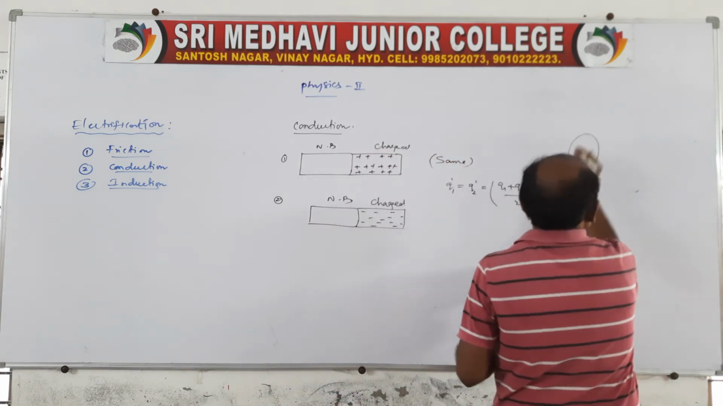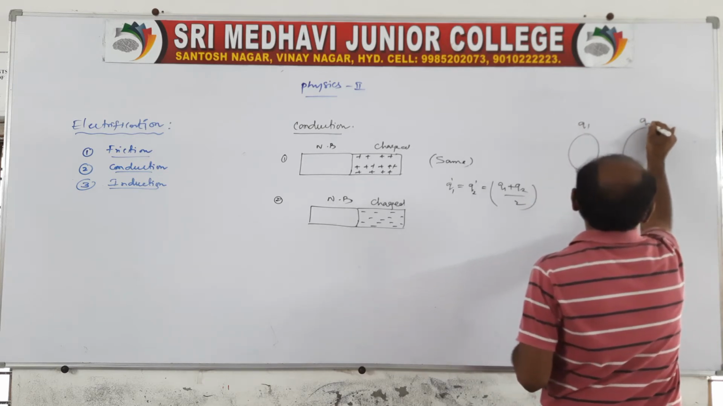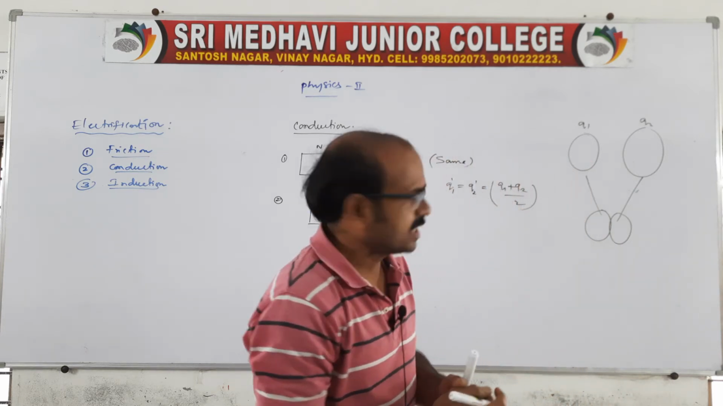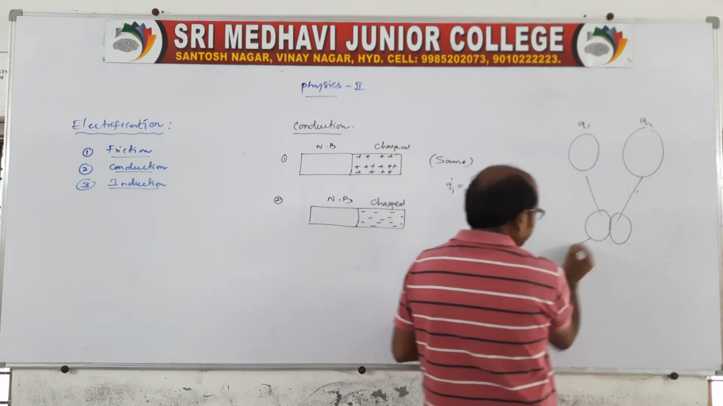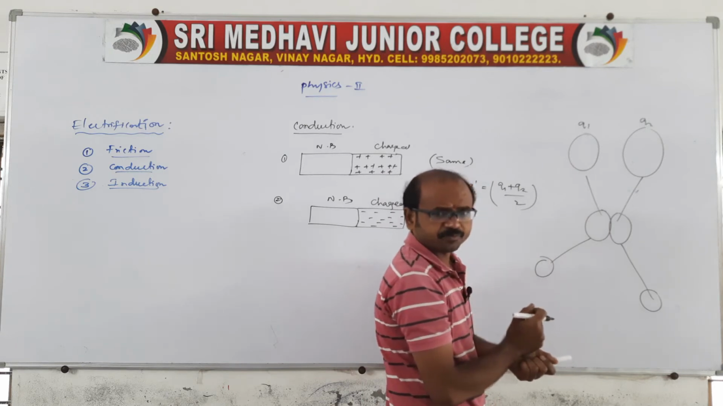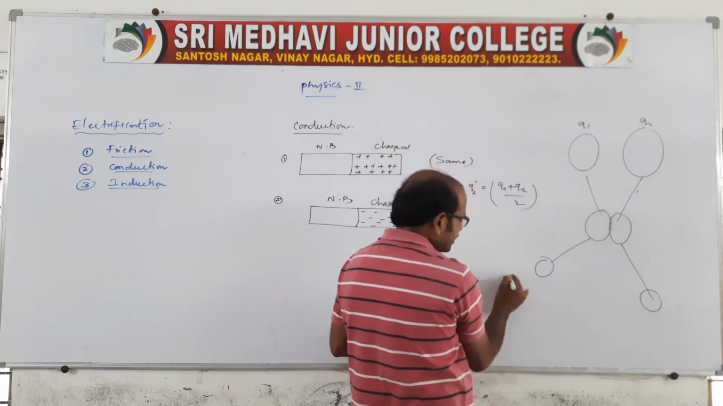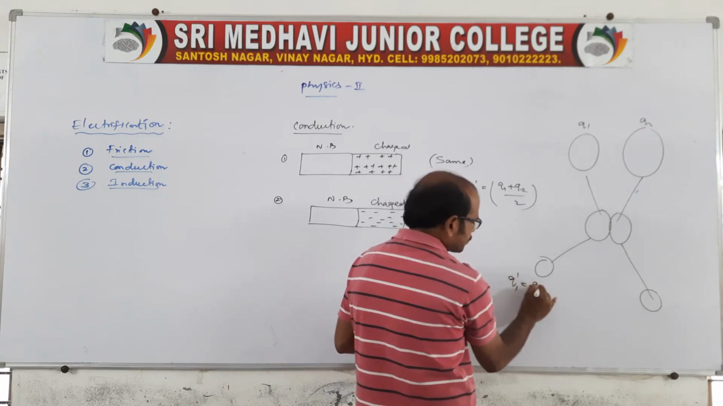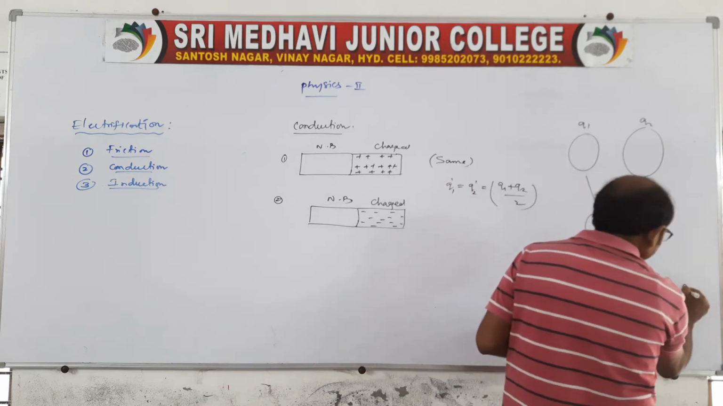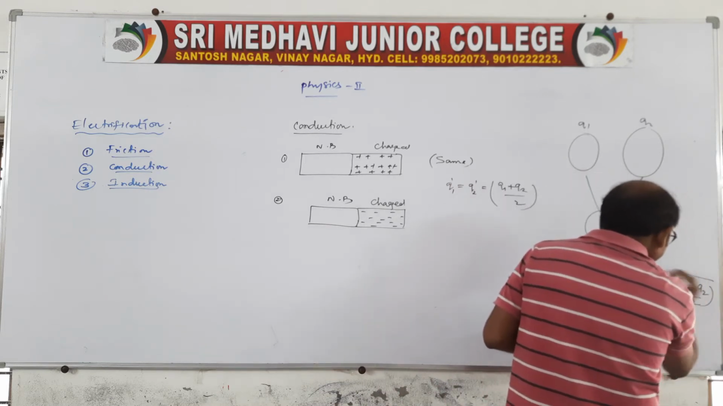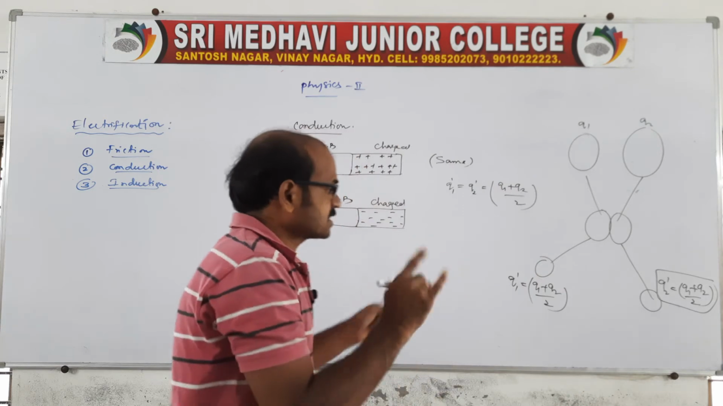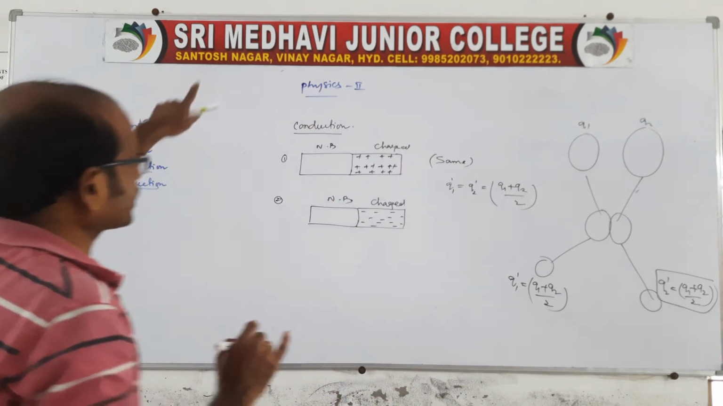You take one charged body Q1 and another charged body Q2. Let us take two spheres which are kept in contact like this. Initially the charges are Q1 and Q2, and then they are separated. After conduction, the nature will be the same, and the charges are equally distributed, so Q1 dash is equal to Q1 plus Q2 by 2 for the first body, and Q2 dash is equal to Q1 plus Q2 by 2. By conduction both bodies acquire the same nature, and the charges are distributed equally. This process we call conduction.